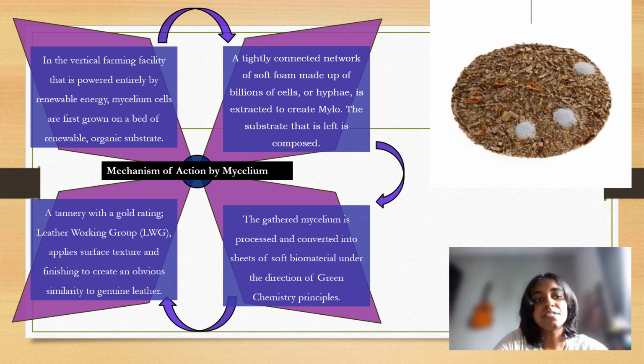Guided by the principle of green chemistry, this gathered mycelium undergoes a transformation into sheets of soft, pliable biomaterial. And it doesn't end here. To ensure the highest quality, a tannery with a Leather Working Group gold rating adds surface texture and finishing touches, creating an unmistakable resemblance to genuine leather.